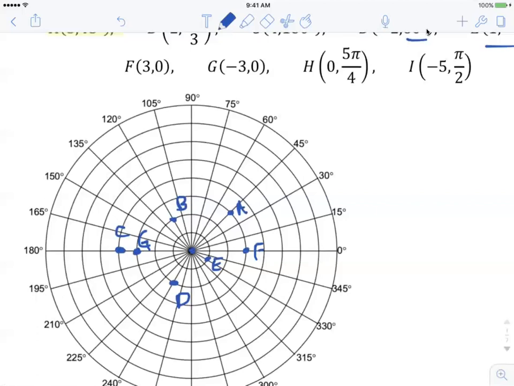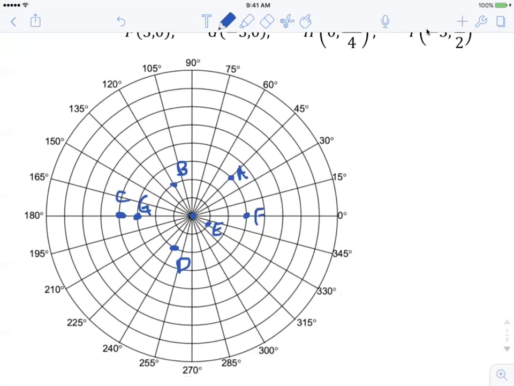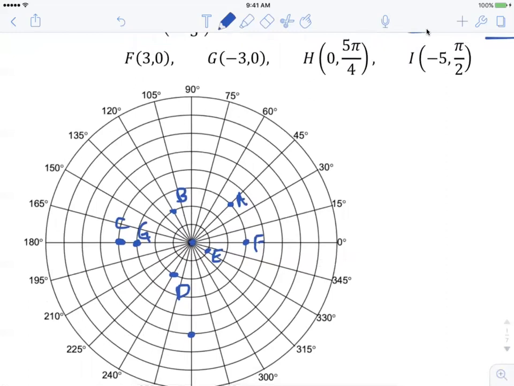And then how about (-5, pi over 2)? So pi over 2 is the same as 90 degrees. So go 180 degrees in the opposite direction from 90, which will be 270. Or you can always just add 180. 90 plus 180 is 270, and go 5 units in that direction. The 5th circle out, it'll be there. Okay, so there's a little tutorial on how to plot points using this new polar coordinate system.